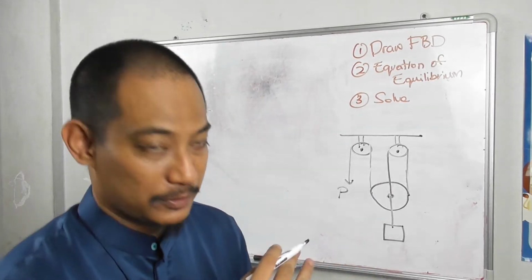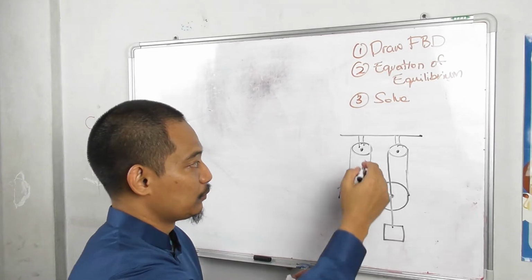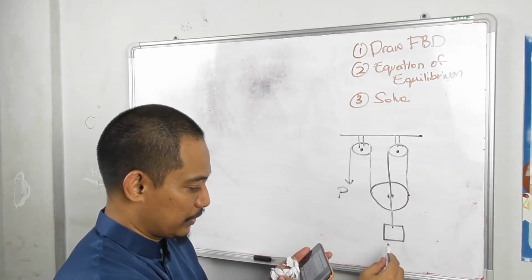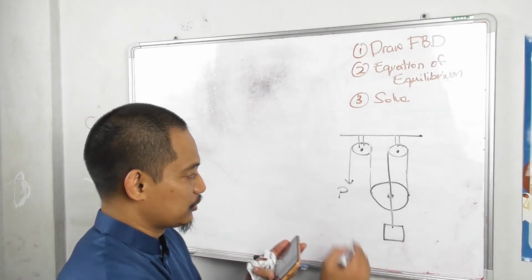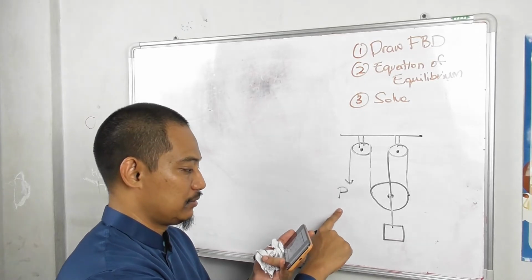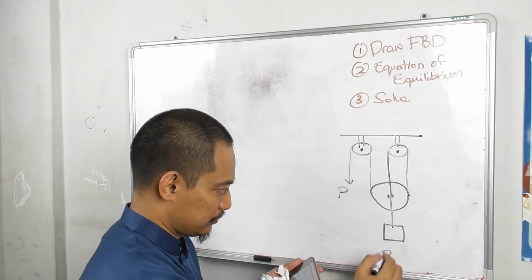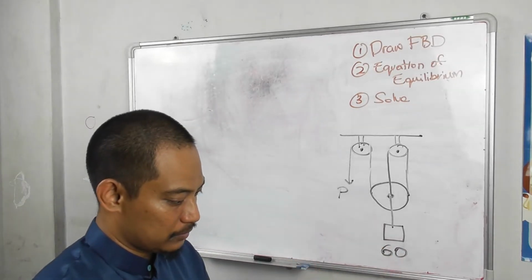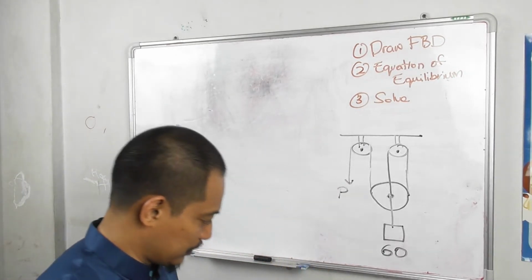Alright, so this is the first question, right? So the diagram is as such. We have 3 pulleys, pulley 1, pulley 2 and pulley 3, and then we have the cable, and then we have the weight. And then the question asks to determine this force P needed to hold a 60 pound weight in equilibrium, right?